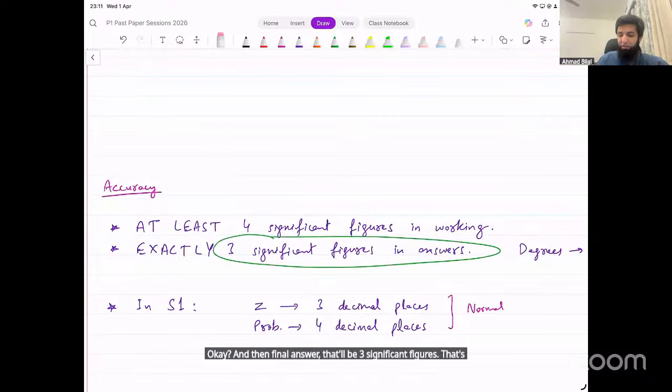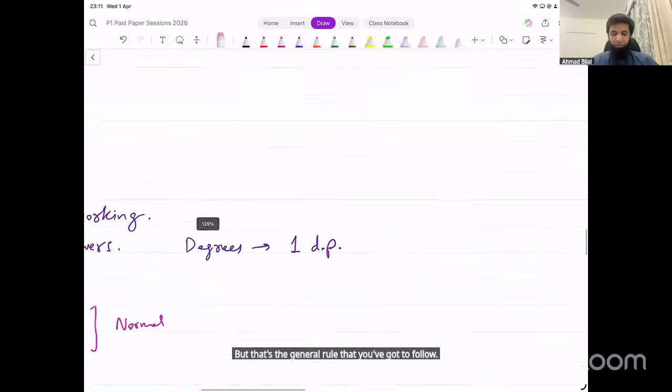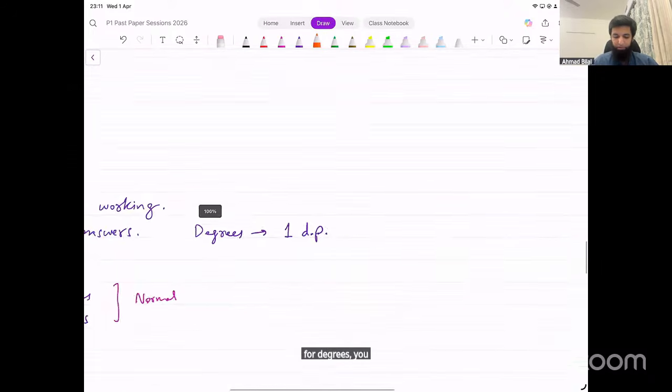That's the general instruction. Unless a question specifies something else, in that case, you will follow what the question says. But that's the general rule that you've got to follow. For degrees, you've got 1 decimal place.